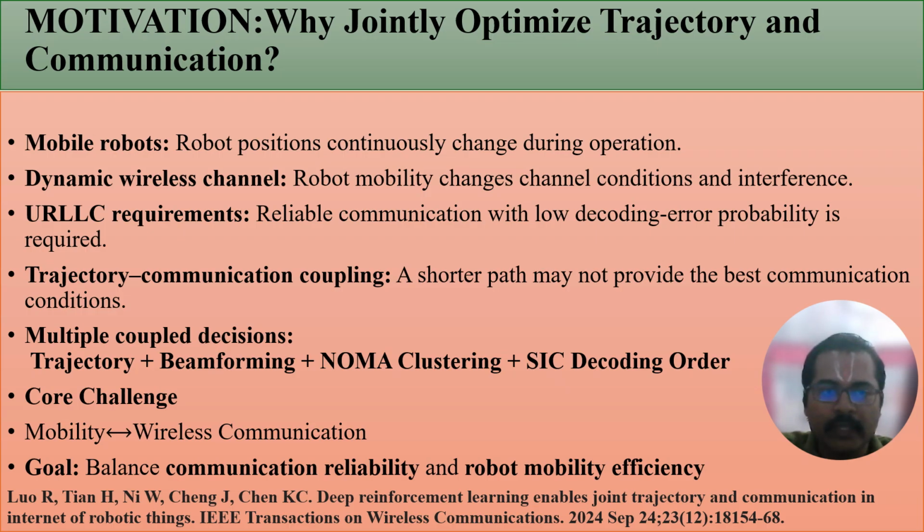So, trajectory-communication coupling. Trajectory is related to the control subsystem. Communication is related to resource allocation. Because of this coupling, a shorter path may not provide the best communication conditions. There is a trade-off, and we need to balance trajectory and communication. So trajectory, beamforming, and clustering, these are jointly optimized. Okay, so balance communication reliability and robot mobility efficiency.